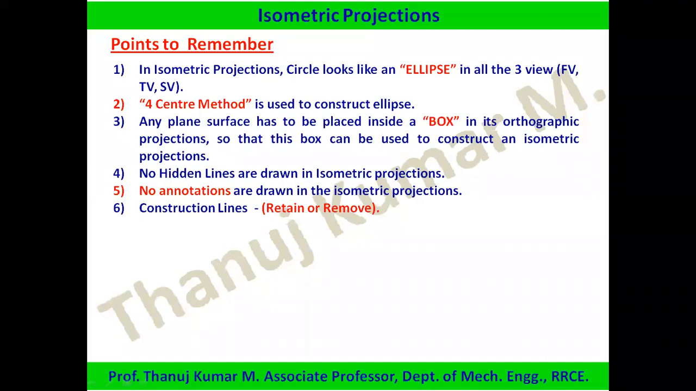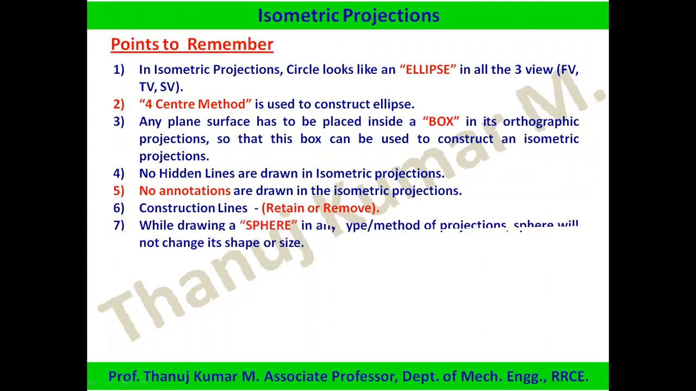That is also essential. Next, while drawing a sphere in any type or method of projections, I'm talking about methods or types of projections. Orthographic projection is one type or method. Auxiliary plane view is one more type or method of projection. Perspective view, pictorial view, all these different types are there. So we use different types of methods to construct the diagrams, but a sphere in any type of projection looks like a circle only.